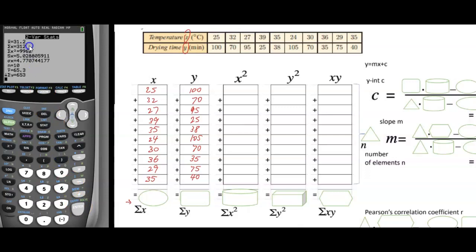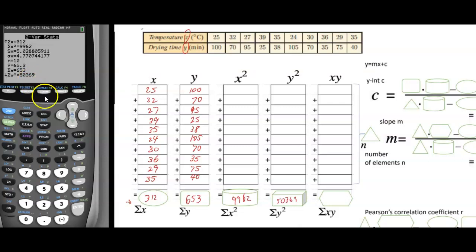So let's see, I've got sigma x is 31.2, sorry, it's 312. It is 312. And my sigma y is 653. Later, I'm going to find out sigma x squared. I already have that too. Oops, I went past it. Sigma x squared is 9962. And my sigma y squared is 50369.